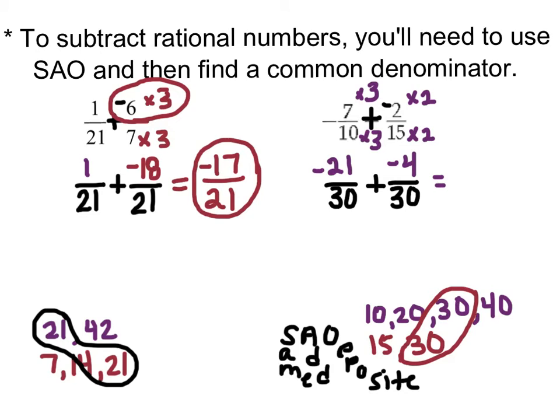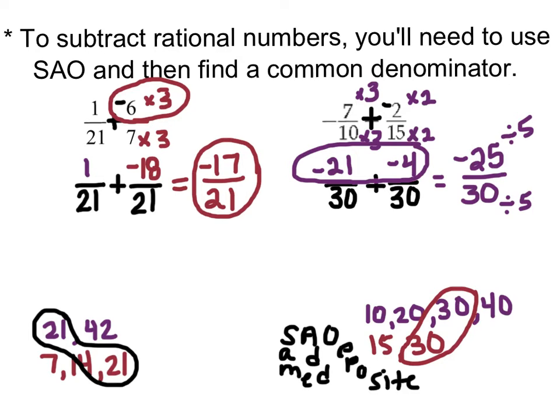Okay, now our last step is to add our two fractions together. So -21 plus -4 is -25. Then our denominator stays a 30. Yep, hopefully you saw that we can reduce this answer. We can divide them both by 5. So that gives us a final answer of -5/6.